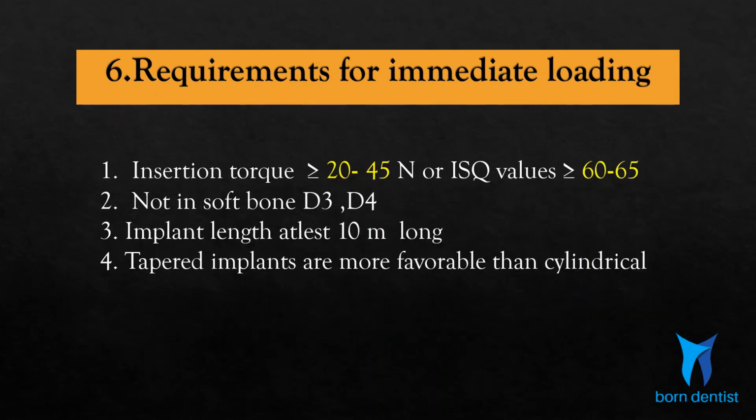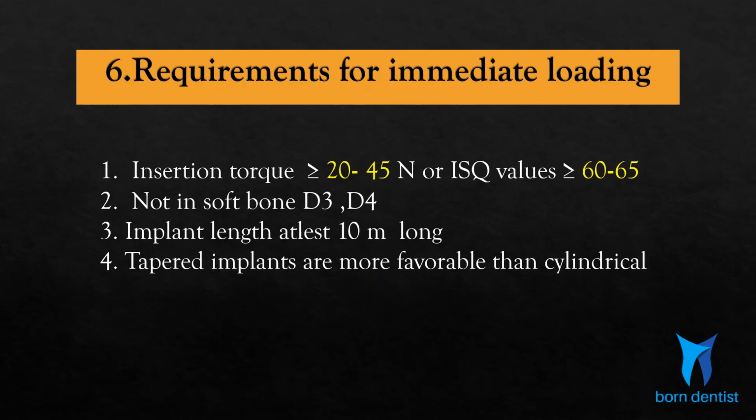Now let us look at the 6th heading, requirements or criteria for the immediate loading protocol. Well, the literature suggests many criteria to follow for immediate loading. The first and the most important prerequisite being the primary stability. A primary stability greater than 30 Newton centimeters, which is the final recorded insertion torque, which you record with the help of a physiodispenser or with the help of a torque wrench, or an ISQ value greater than 70. This is the prime prerequisite for the success of immediate loading.